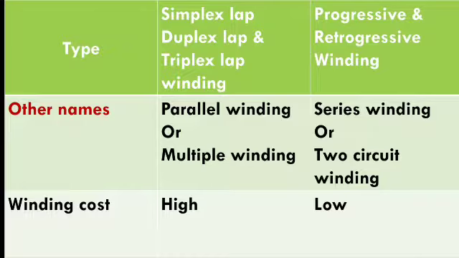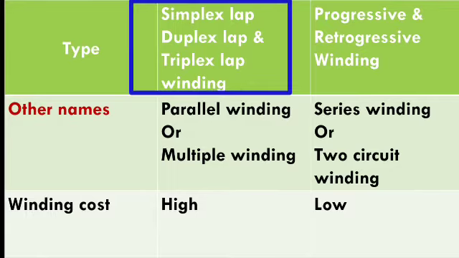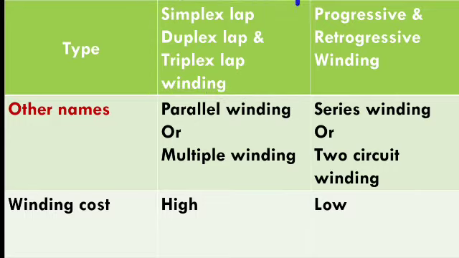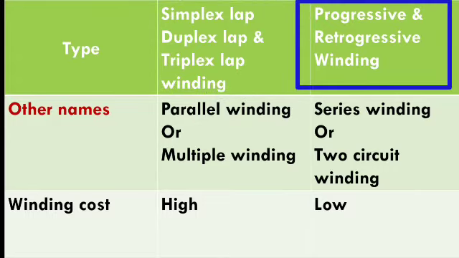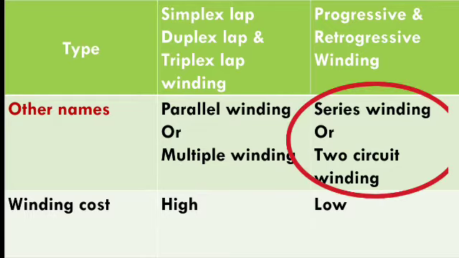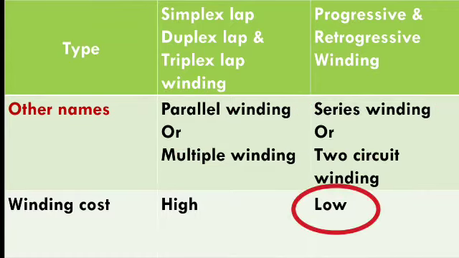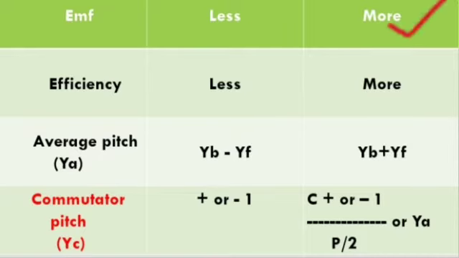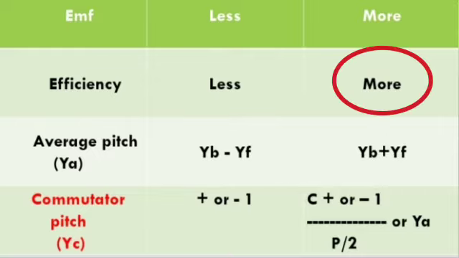Next is the types. In lap winding, we have three types: one is the simplex lap, second duplex lap, third triplex lap winding. Whereas in wave winding, we have progressive and retrogressive winding. Other names: lap winding is also called parallel winding or multiple winding, whereas wave winding is also called series winding or two circuit winding. Winding cost: high, low. EMF: less, more. Efficiency: less, more. Average pitch: YB minus YF, whereas YB plus YF.